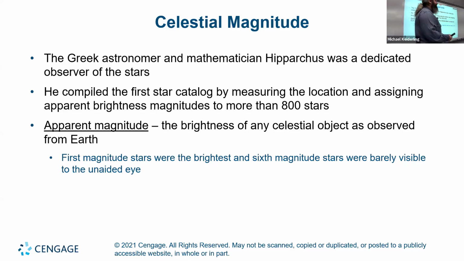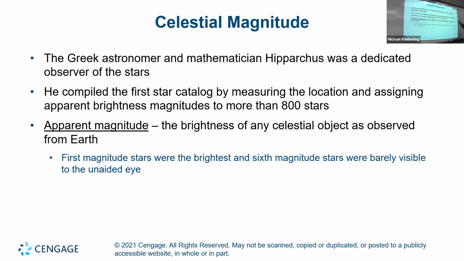He assigned these magnitudes based on saying first magnitude was the brightest star, the second magnitude is the next group that's less bright, and so on. And then the dimmest stars that he could see were 6th magnitude. We still use this system, which is kind of awful.